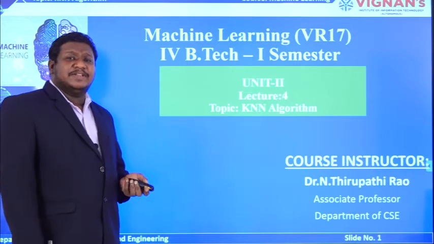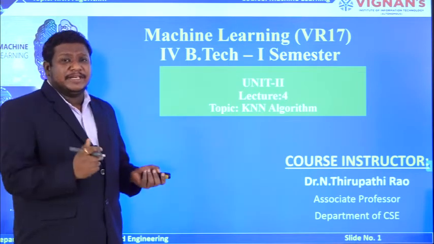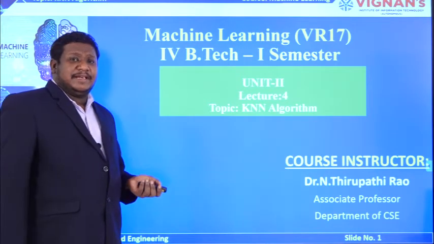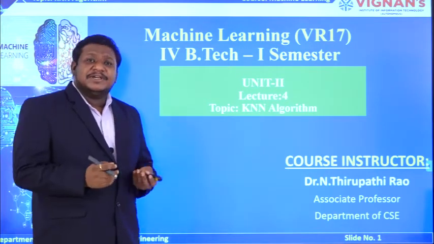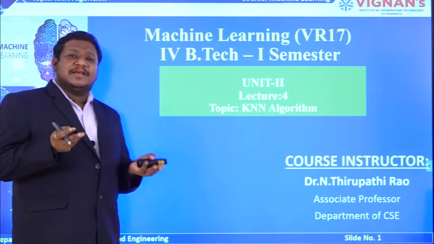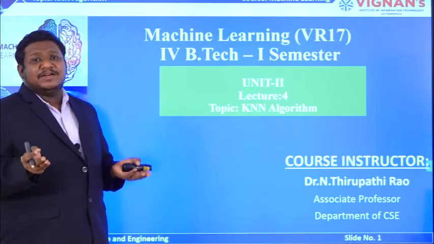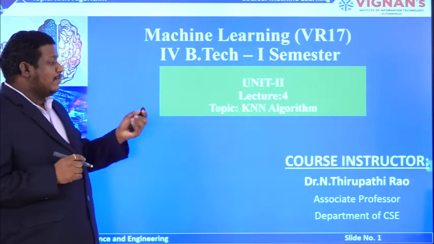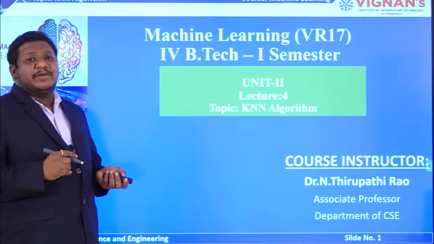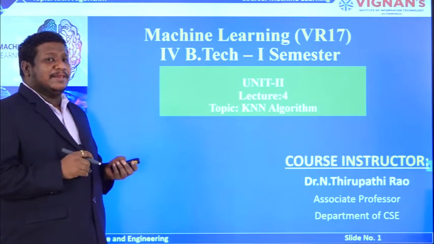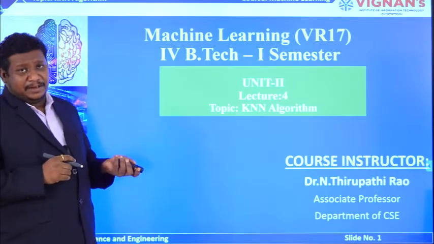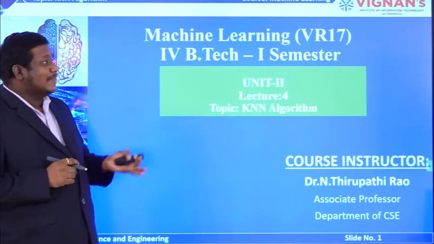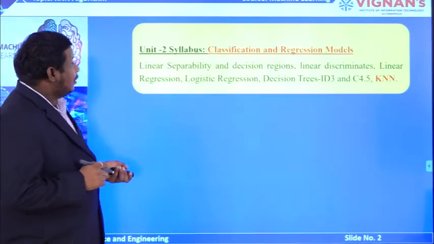So far we have seen the different important techniques in the second unit under supervised learning. Some of those are linear regression, logistic regression, decision trees, and some important algorithms, the ID3 algorithm and C4.5 algorithm, we have seen so far. So as part of those lectures, today we are going to see another important algorithm, that is the KNN algorithm. Before going into detail about the KNN algorithm, let us see the syllabus of your second unit.